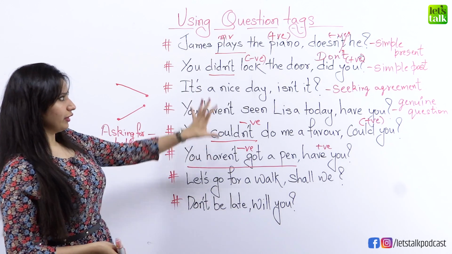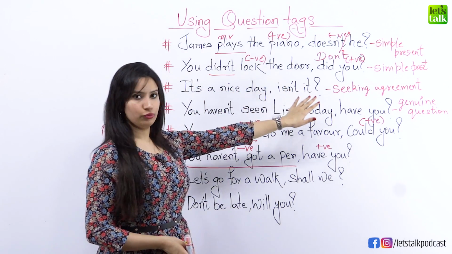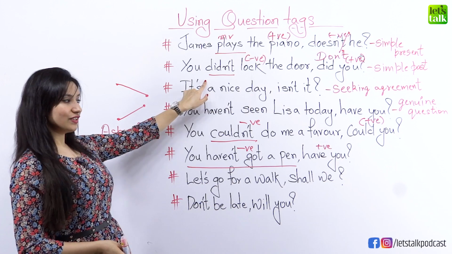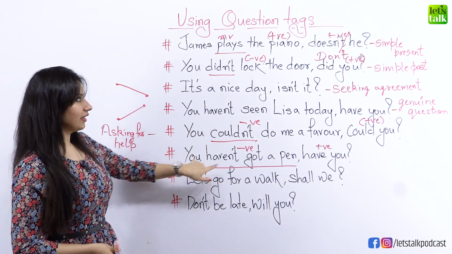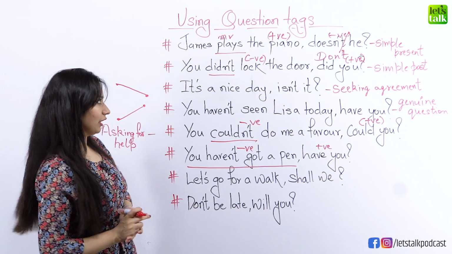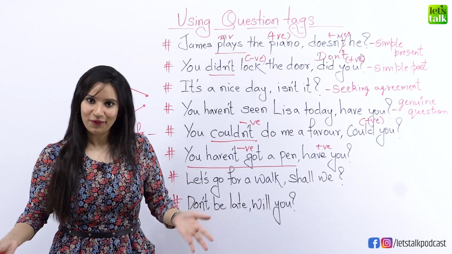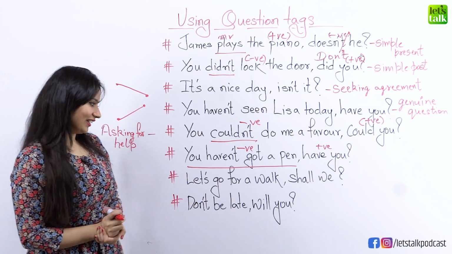Let's look for another formation like this here. You didn't lock the door, did you? So here again, we have the negative statement like this and this, but a positive question tag. So here also you're asking for information. Either the person would say yes or they would say no. Now we look at the next one.